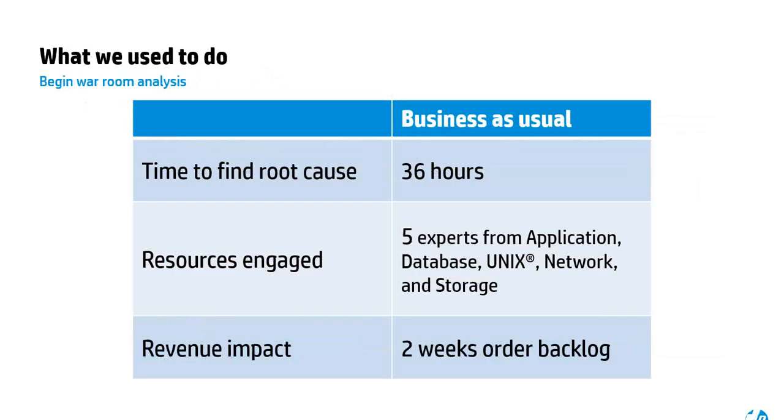And prior to deploying Operations Analytics, what HPIT shared with us is that, on average, when they did have an outage, it used to take them close to 36 hours. And for this particular application that they're monitoring with Operations Analytics, which is used to process orders, when they had problems with this order processing application, with 36 hours, they would probably have about 5 experts engaged. And while they're troubleshooting the problem, in 36 hours, they would accumulate about 2 weeks of order backlog.